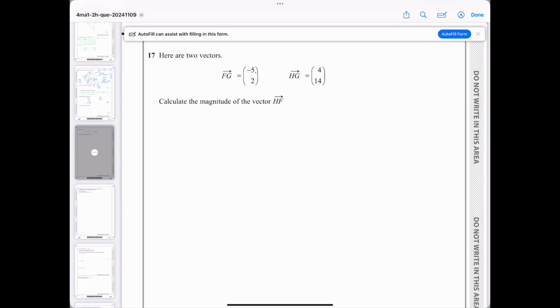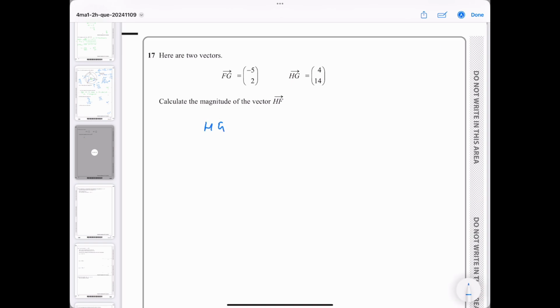FG is (-5, 2), and HG is (4, 14). Calculate the magnitude of the vector HF. So to get from H to F, you'd go H to G, and then G to F. So we can go the other way.